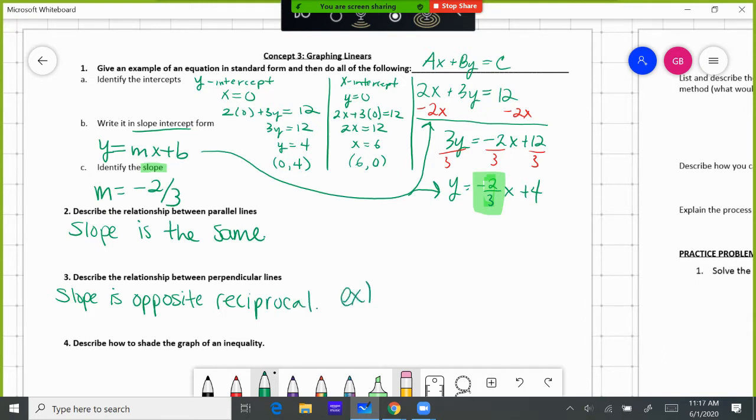For example, let's say the slope of one of the lines is 2 over 3. Then the opposite reciprocal would be: opposite, you change it from negative to positive, and reciprocal, you flip it. So it'll be 3 over 2. So it goes from negative 2 over 3 to positive 3 over 2.